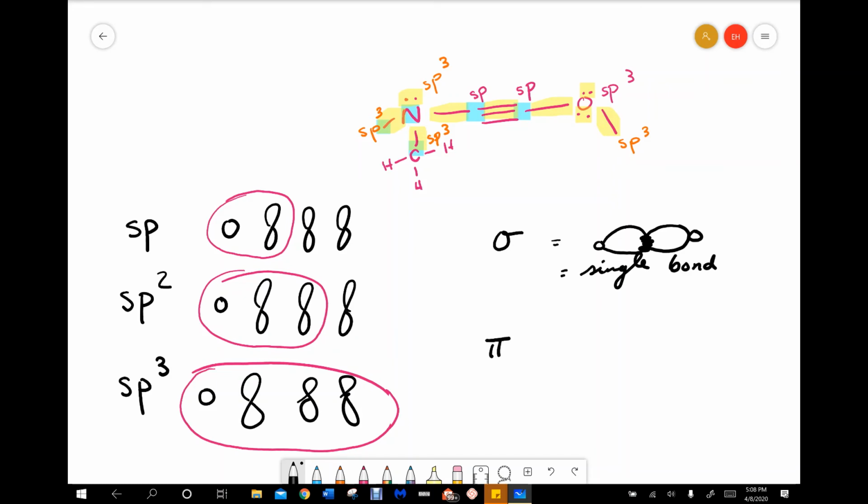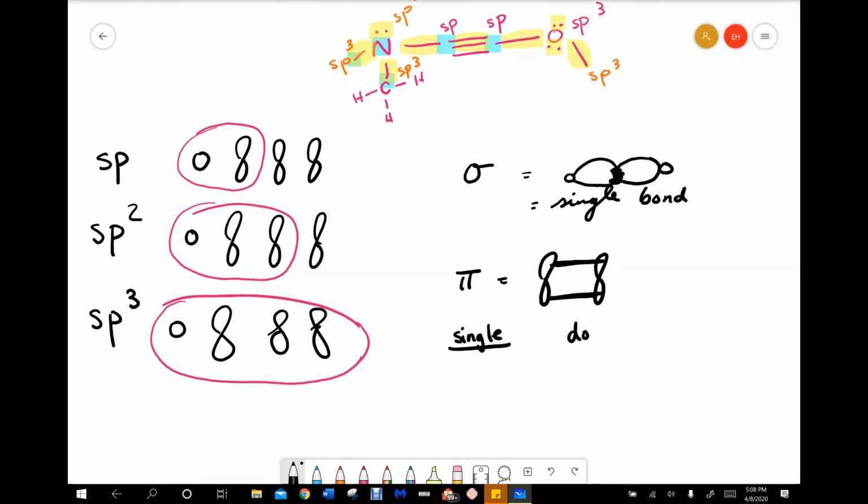The pi bond, on the other hand, is when you take the unhybridized p orbitals and have them interact. Now, if we remember, the breakup of sigma and pi bonds varies based on whether you're working with a single bond, a double bond, or a triple bond. So for a single bond, it consists of just a sigma bond. I'm going to draw that in there.